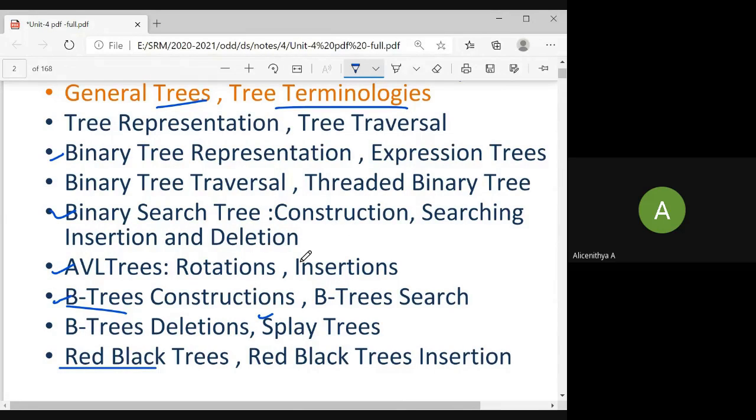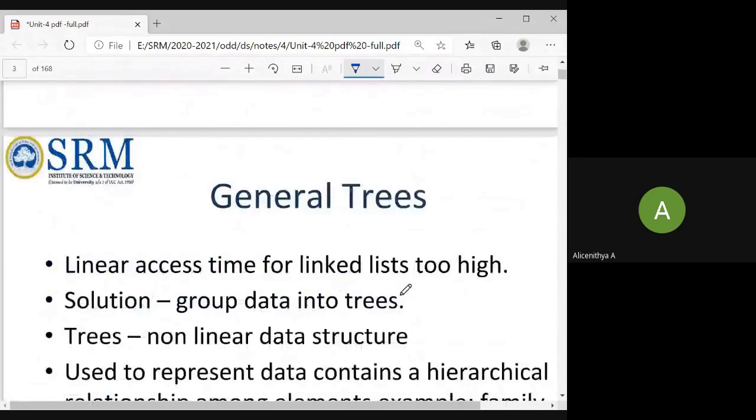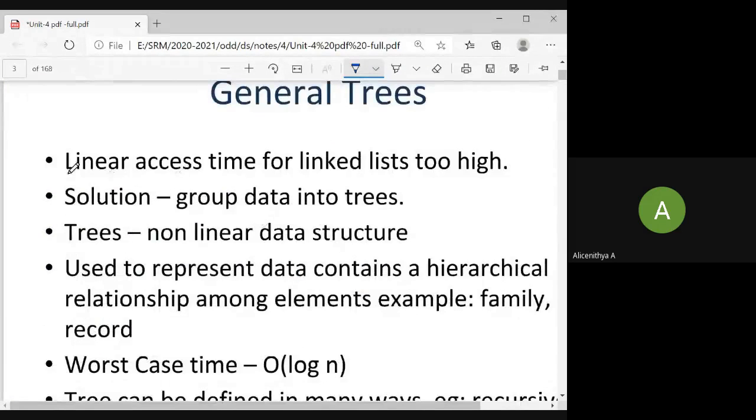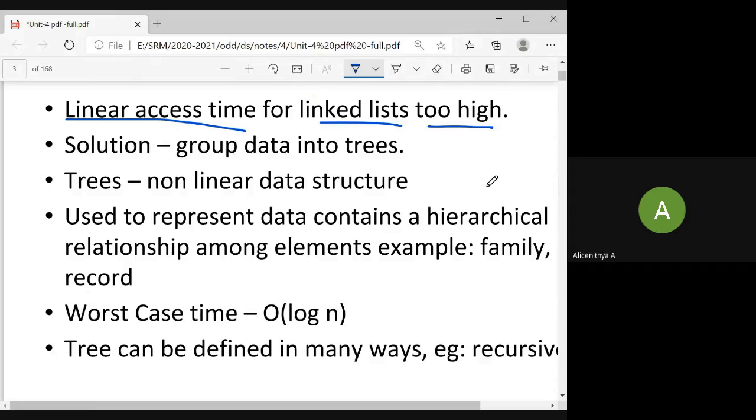So I told you, right? The access time for a linked list or any linear data structure will be a little bit higher. So in order to reduce the time taken, or the access time required for a searching, insertion or deletion operation, the main solution is grouping data.